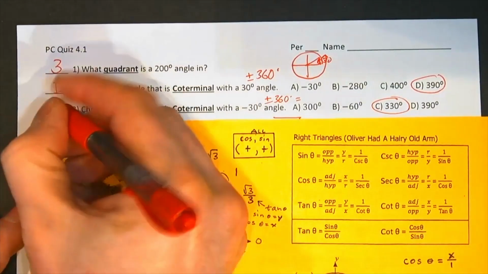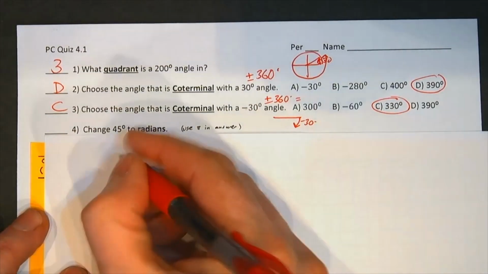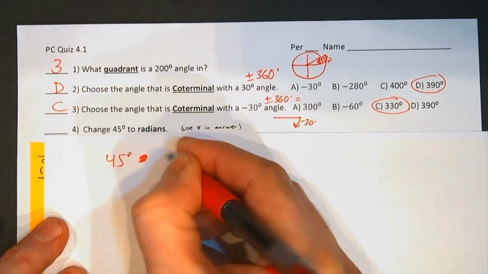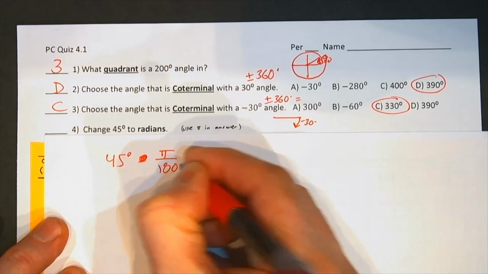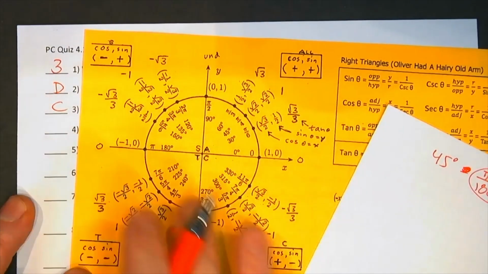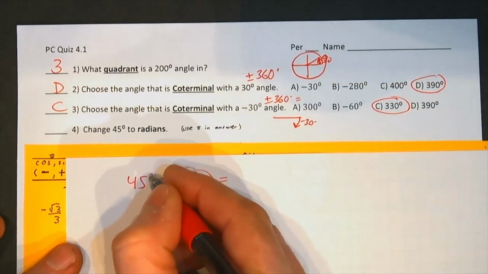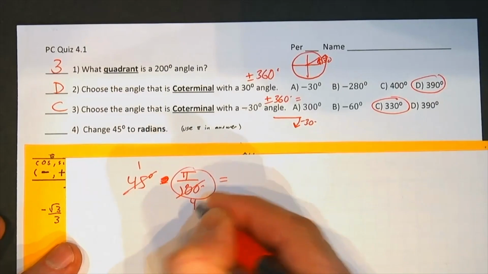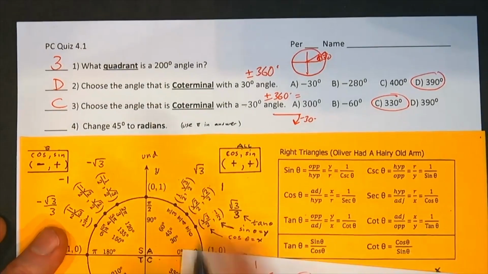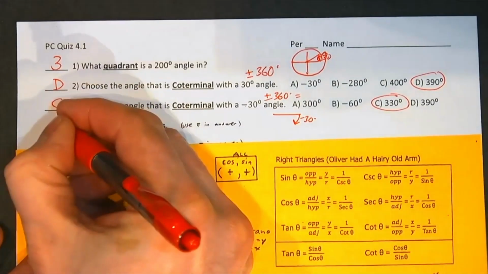Put these in, D, C. Change 45 degrees to radians. How do I do that? Oh, I remember, 45 degrees. I want radians, so we times it by pi over 180. This is the little conversion trick. Why? Because pi is 180, so these are the same thing. So let's see, what can I do? Oh, I can cancel. 45 goes in there once, 45 goes in there 4. I have pi over 4. Oh, there it is, 45 degrees, pi over 4, same thing.